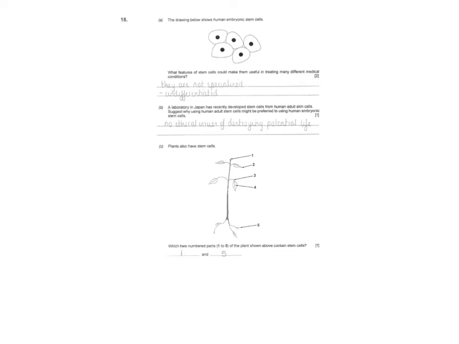State one advantage of this method of treatment over the use of embryonic stem cells: again, it doesn't destroy potential life. The drawing below shows human embryonic stem cells. What features of stem cells could make them useful in treating many different medical conditions? Well, they're not specialised and they're undifferentiated. A laboratory in Japan has recently developed stem cells from human adult skin cells, so using human adult stem cells might be preferred to using embryonic stem cells. No ethical issues of destroying potential life. That question's asked all the time, stem cells come up.